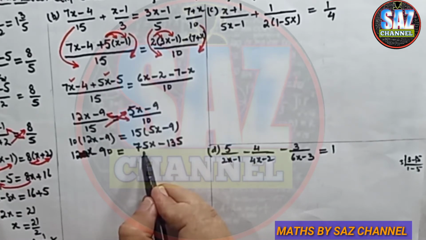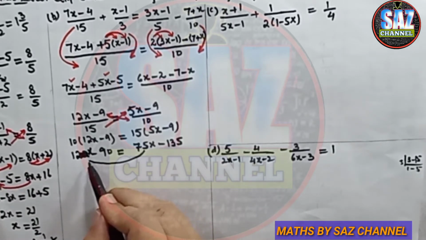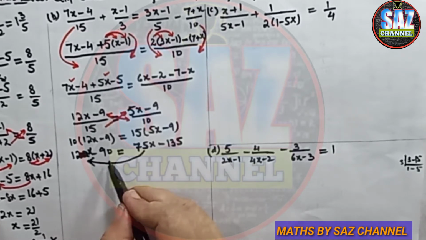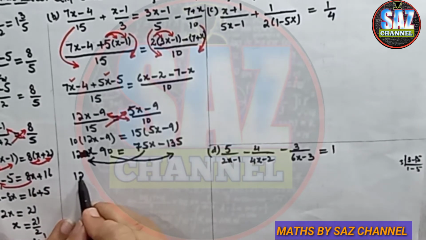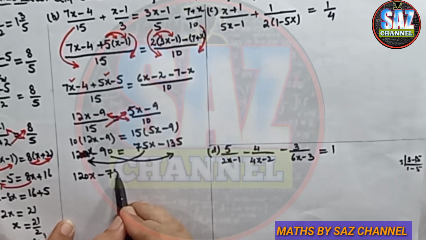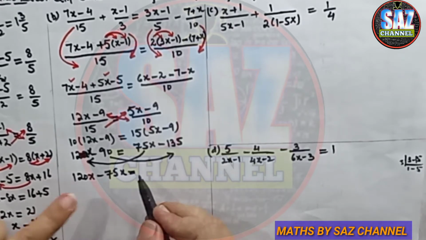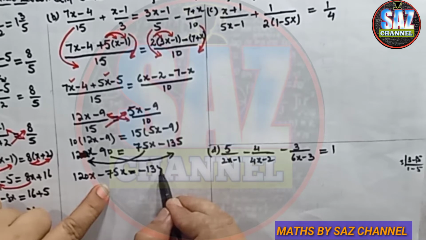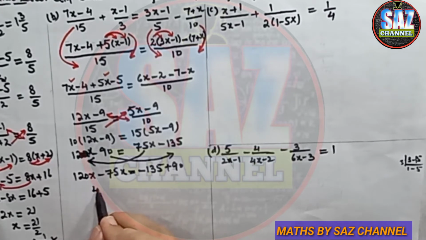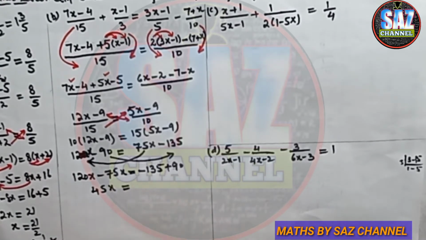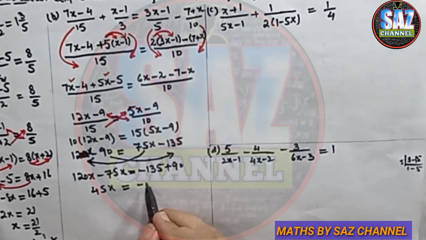In order to solve the equation, we have to bring the variable terms on the same side, preferably on the left side, and constants towards the right side, and the equation will take the form 120x minus 75x equal to minus 135 plus 90. Now take away 75 from 120. 120 minus 75 gives me 45x, and now take away 90 from 135. 135 minus 90, again minus 45.